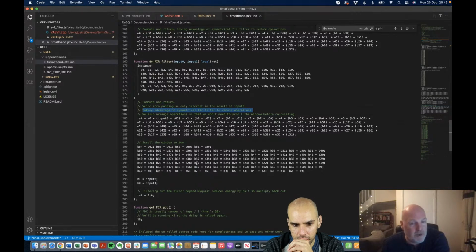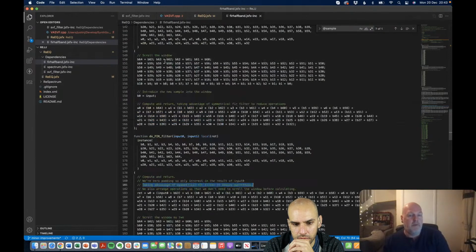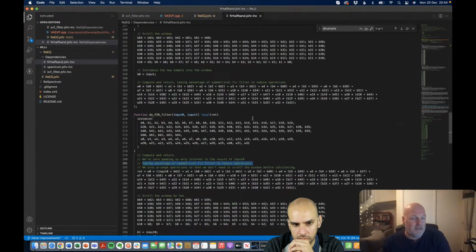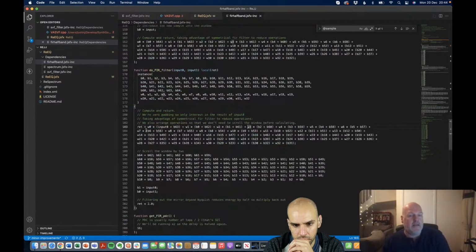And then I also rearranged the operation so that we don't need to scroll the window before calculating. The naive implementation scrolls the window, loads the input, then performs the coefficient stuff. Whereas you can rearrange it so that it does the coefficient stuff first without the scrolling, then scrolls the window by 2 because of the decimation, and multiplies by 2 at the end. It's just an optimization based on the fact that it's 0 padded and that it's symmetrical.